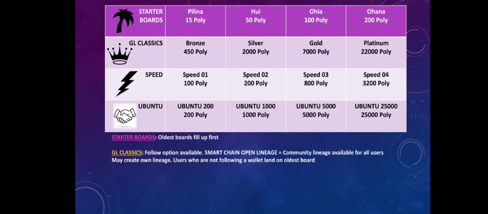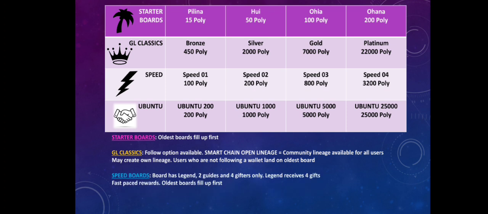You may create your own lineage, and if you do not want to follow a wallet, you will simply land on the oldest board in the GL Classics tier. Please note, the lineage in GL Smart is different to the lineage in Gift of Legacy. Here we are linking together like a chain, one wallet to another. You do not follow your family or ancestors. You only follow one wallet, and if you cannot follow that wallet, you will automatically land on an oldest board.